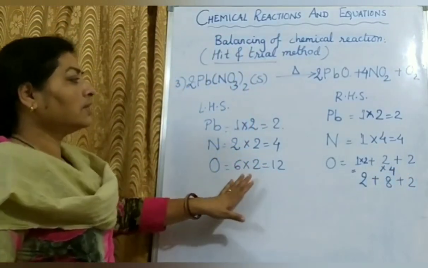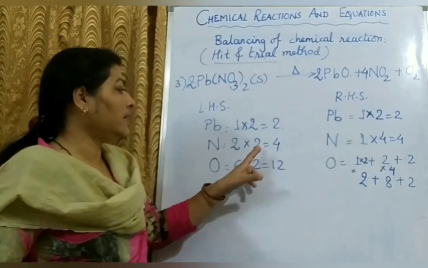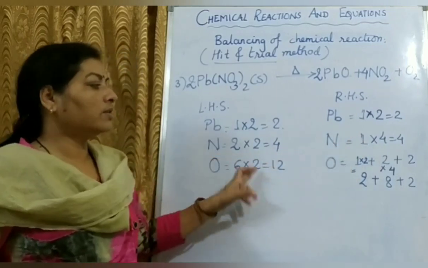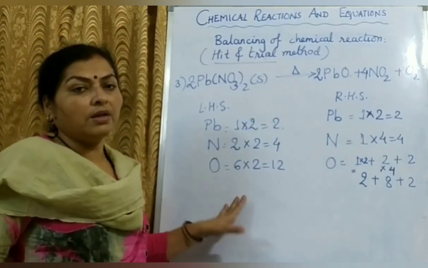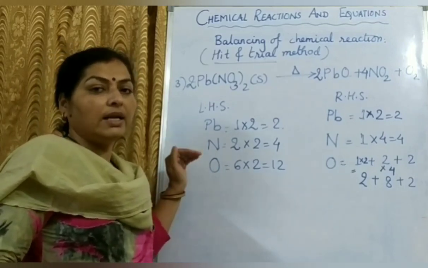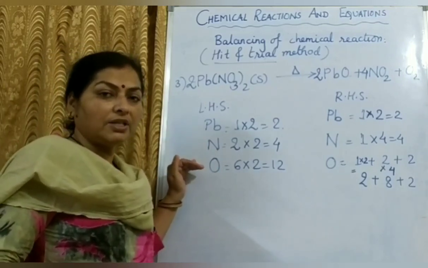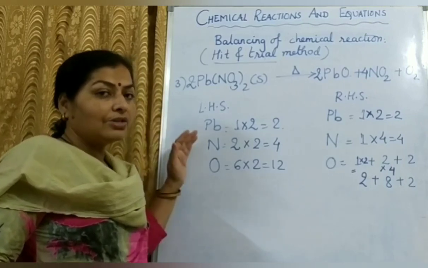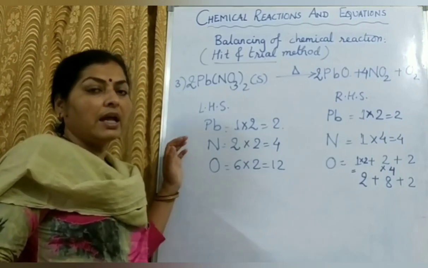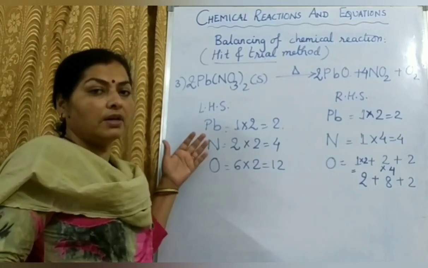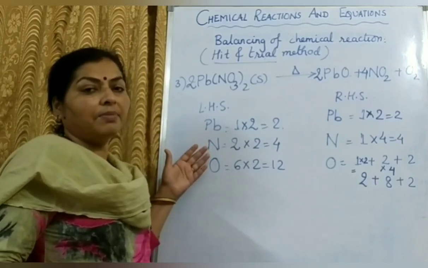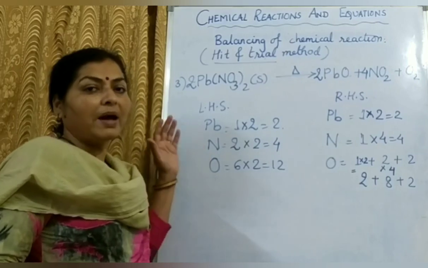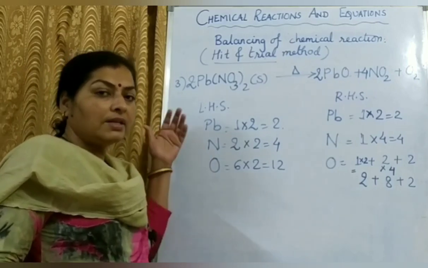It means that now it is balanced. Lead is 2 on both the sides, nitrogen 4 and 4, oxygen 12 and 12. So it has become balanced now. So children, we have taken 2-3 examples of balancing equations. I hope you have understood how to balance the equations, and soon after sending this video, I will be sending you some 8 to 10 examples of balancing equations. You balance them in this same manner.